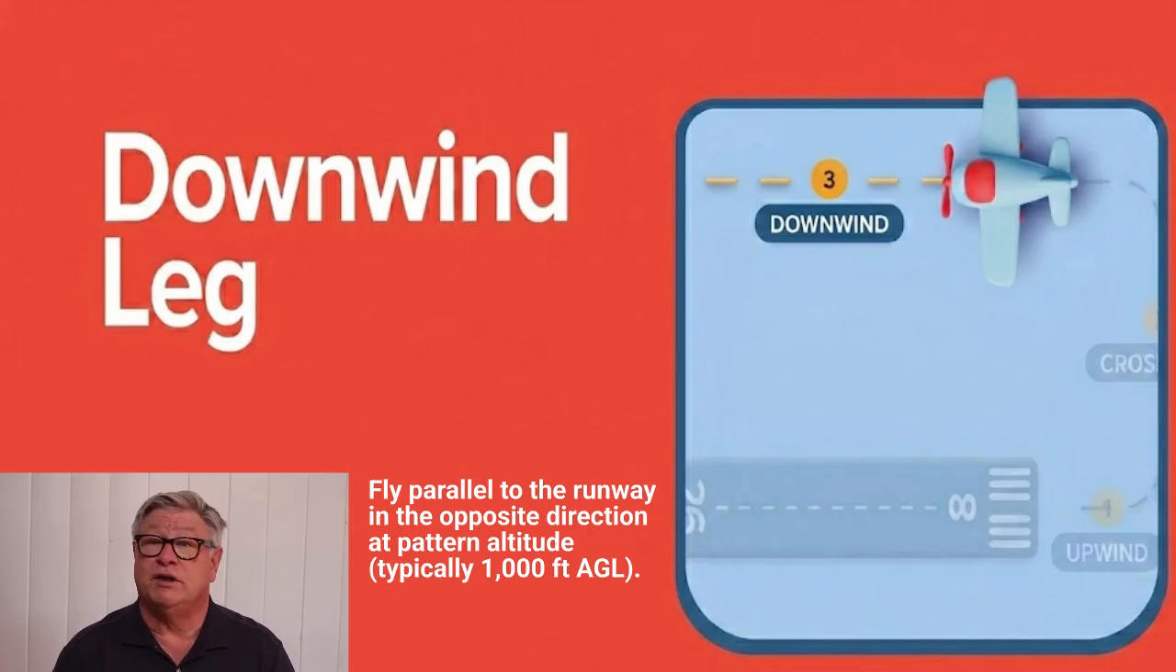It's also on the downwind leg that you will configure your aircraft for landing. Perform the AGUMS check. Autopilot off, gas on both, undercarriage down and locked, mixture full rich, power set, and switches set. Reduce the power once you're abeam the numbers and add the first notch of flaps. You will begin your descent.